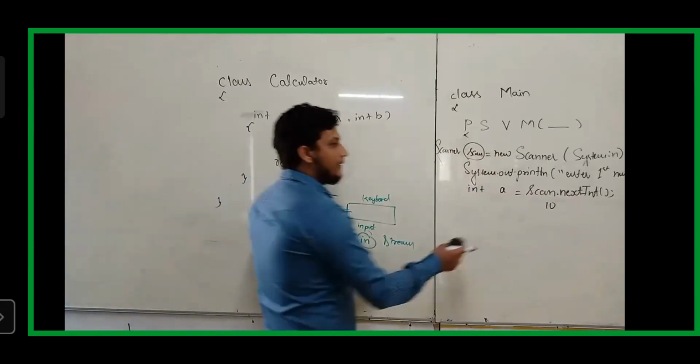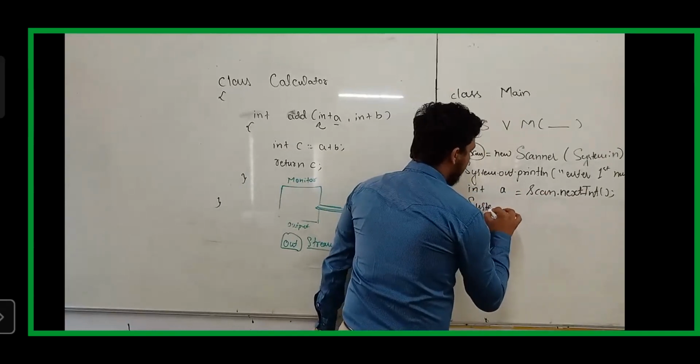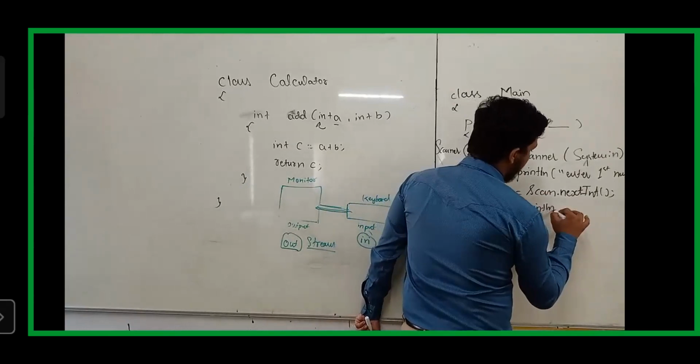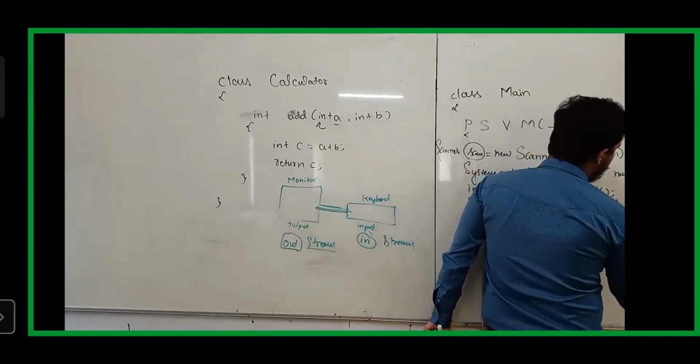Now I want to collect a second number. Same again. I'll write System.out.println and "enter second number".